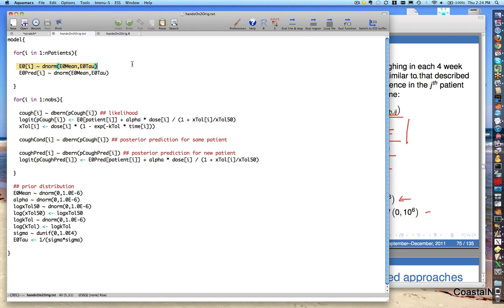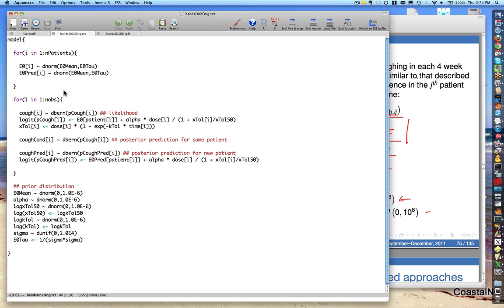So that will take care of that. But then in order to reference the appropriate patient in here, I have to include that patient identifier in the data set, and recall we did include such an identifier, and use that, as you can see right here, to index the E0 inside this loop that goes over observations. So that's how we incorporate our subject-specific random effect in here.